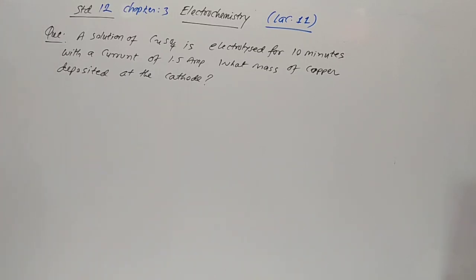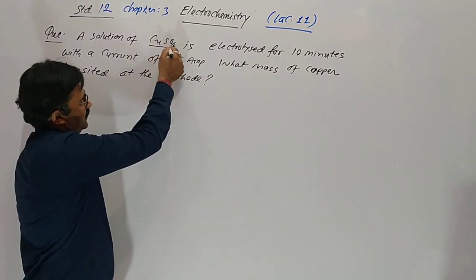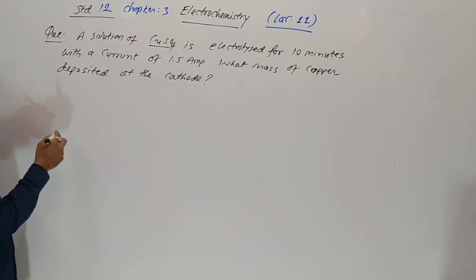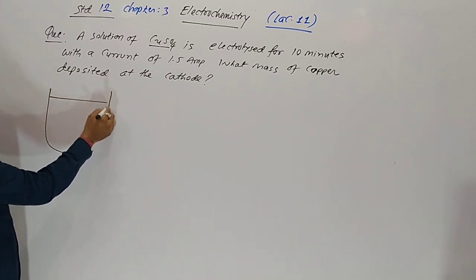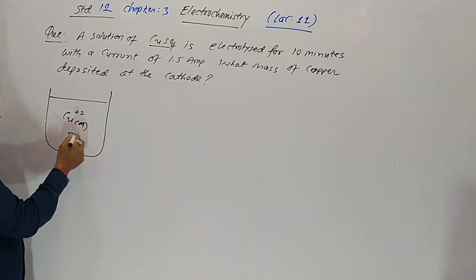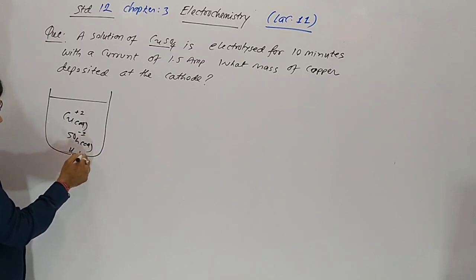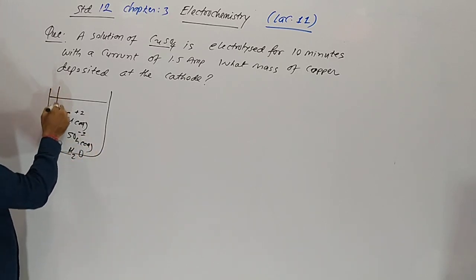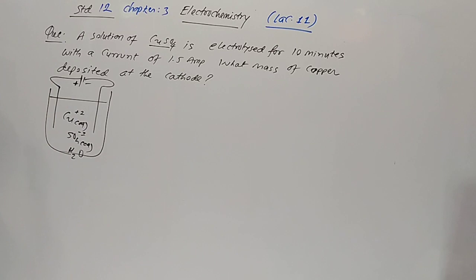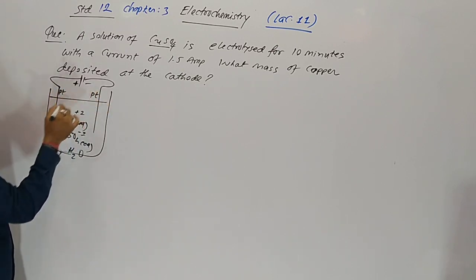Question: a solution of copper sulfate is electrolyzed for 10 minutes with a current of 1.5 ampere. What mass of copper is deposited at the cathode? Yes, electrolysis of copper sulfate. We are taking copper sulfate as a solution and dipping a platinum electrode. The dipped electrode is made of platinum.